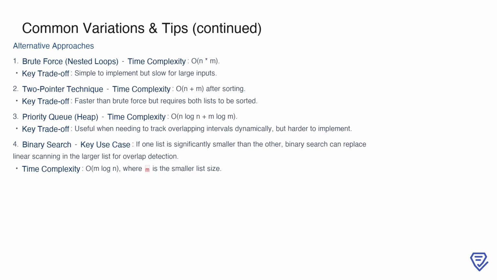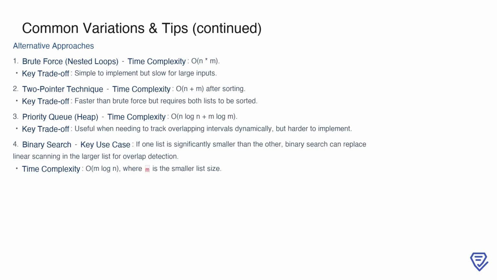Finally, let's consider alternative approaches to solving this problem. The brute force method, which uses nested loops, is straightforward to implement but has a high time complexity of n*m, making it unsuitable for large inputs. The two-pointer technique is a faster alternative, reducing the complexity to n+m after sorting. This approach is efficient but requires both input lists to be sorted beforehand.